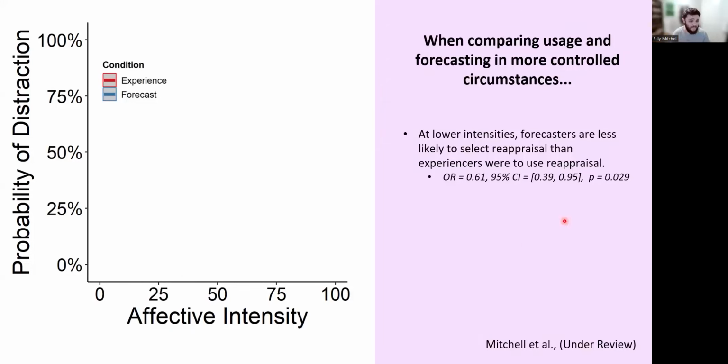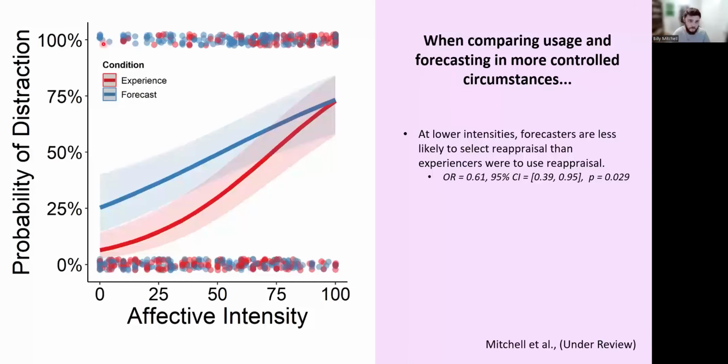Again, we see intensity on the x-axis and the probability of regulating via distraction on the y-axis. And what we found was that both conditions certainly mirror previous studies, with higher intensity experiences being more likely to be regulated via distraction. However, there is once again an interesting distinction between how individuals forecast or predict somebody might regulate, and the regulation response individuals actually report using, which is represented in red.